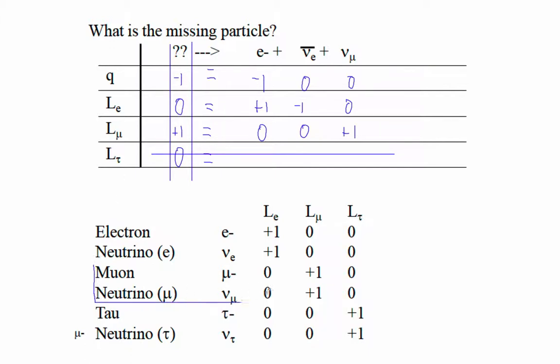Like in this family, right? Well, the one that has charge is this guy, right? So it's a mu minus.